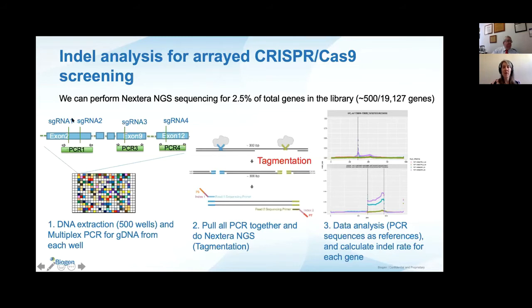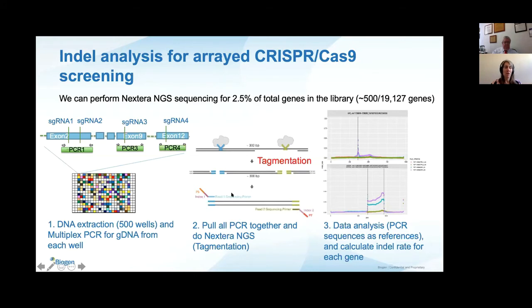Sometimes these amplicons contain 2 guides. Sometimes they just contain a single guide each. We extract DNA for each well and do a multiplex PCR. And then we take that into the Nextera NGS tagmentation approach. And what this does is it uses a Tn5 transposase, which is able to cut as well as install sequencing adapters at the same time.